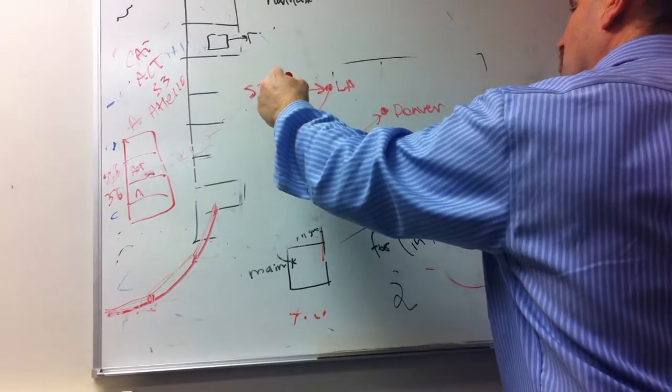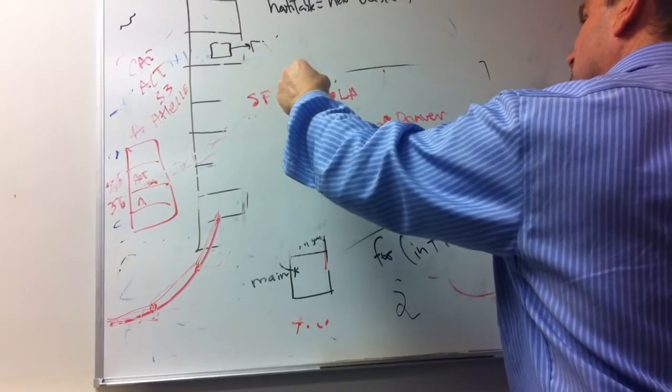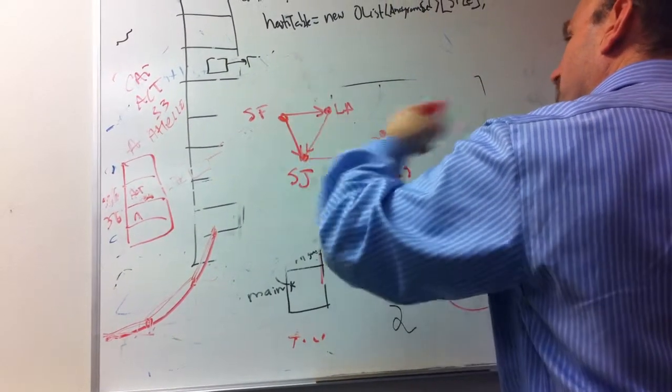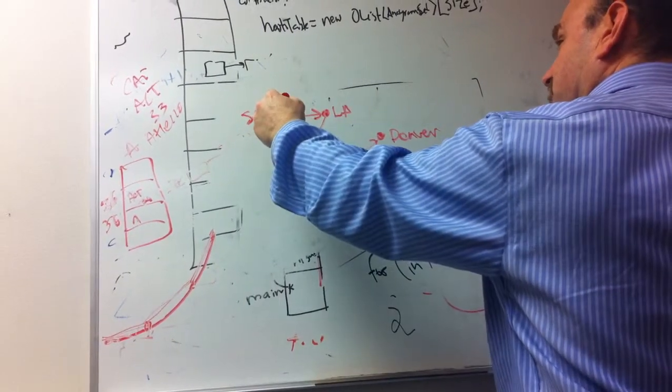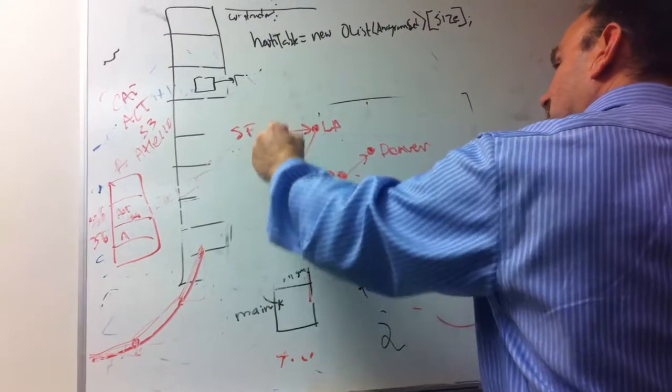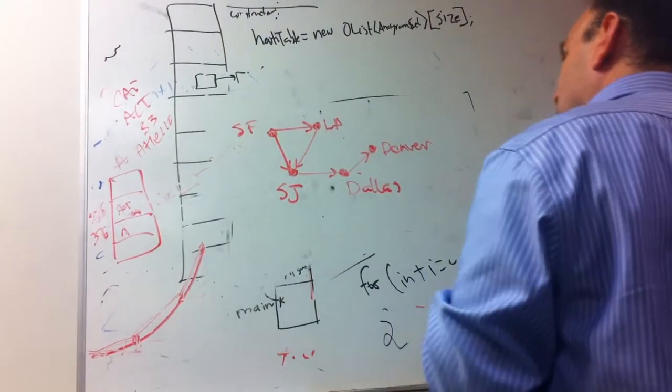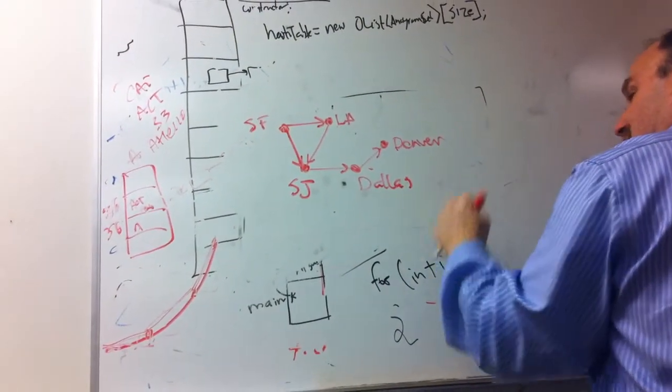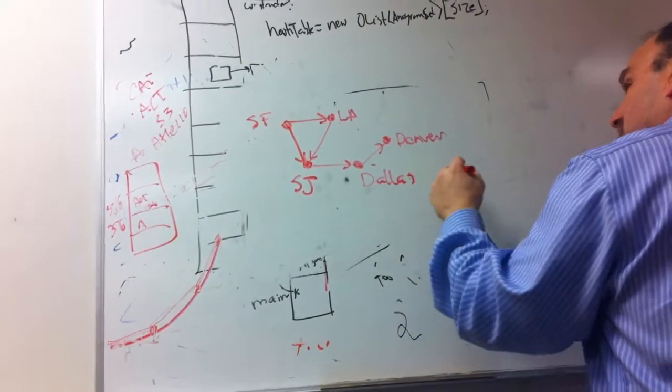So you will go from LA to San Jose. No, we need one with two different paths. So have one go from San Francisco straight to Denver. Either we could go through LA, or we go straight through San Jose. Okay, so basically what happens is we have to make our adjacency list.